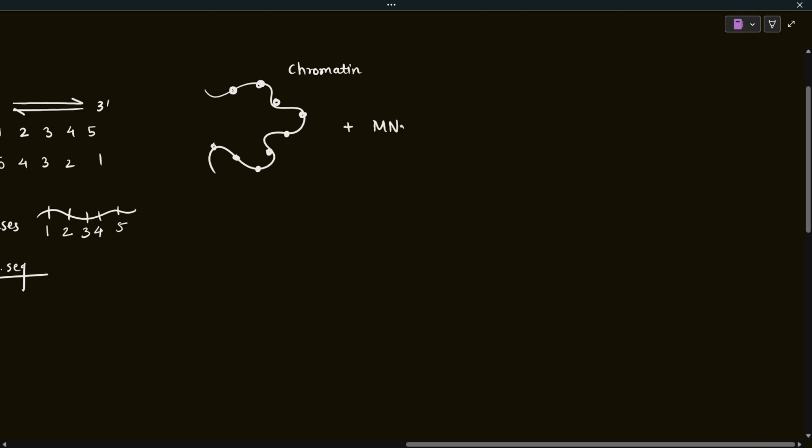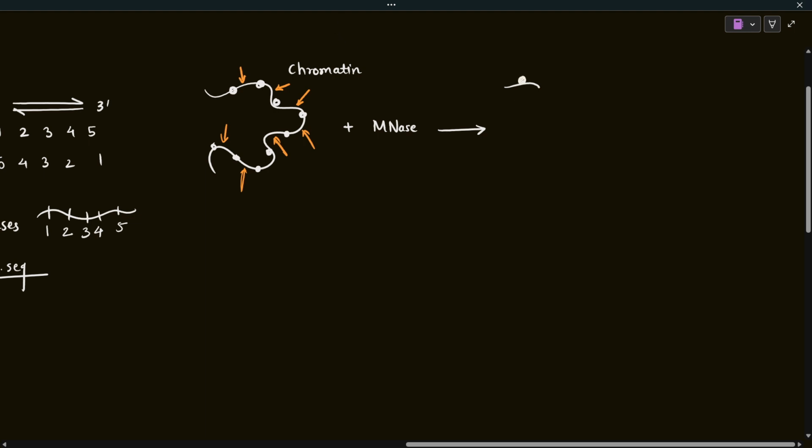They treated chromatin with MNase, micrococcal nuclease. Okay, so what will happen now? Upon treatment with MNase, we'll get a lot of DNA fragments of different sizes. So where can MNase cut? MNase can cut here, here, here, again here, here, and here. Okay, so what will be the result?